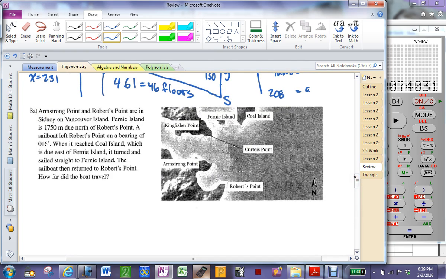This question. Fernie Island, 1750. The boat goes out here to Coral Island over here. This is 16, that's 90. So I need these two sides. So that is cos 16 equals 1750 over my hypotenuse. So my hypotenuse is 1750 divided by cos 16. What?